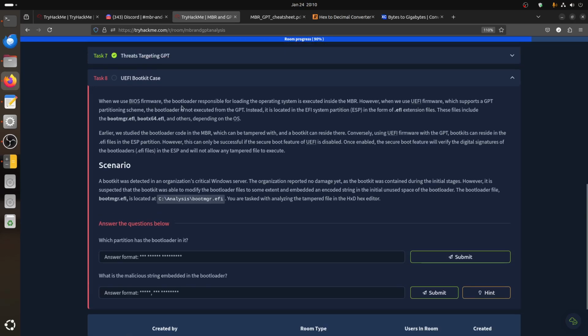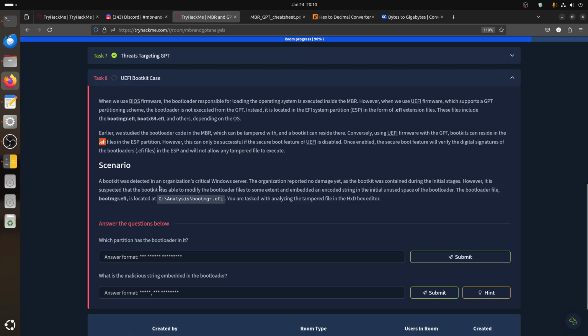When we use a BIOS firmware, the bootloader responsible for loading the operating system is executed inside the MBR. However, when using UEFI firmware, which supports the GPT partition scheme, the bootloader is not executed in the GPT. Instead, it is located in the UEFI file system. I still remember this somewhere. I forgot about it. And that's why the rootkit usually plays around this one. We study the bootloader code. Bootkit can reside in UEFI files, and here they give us a scenario.